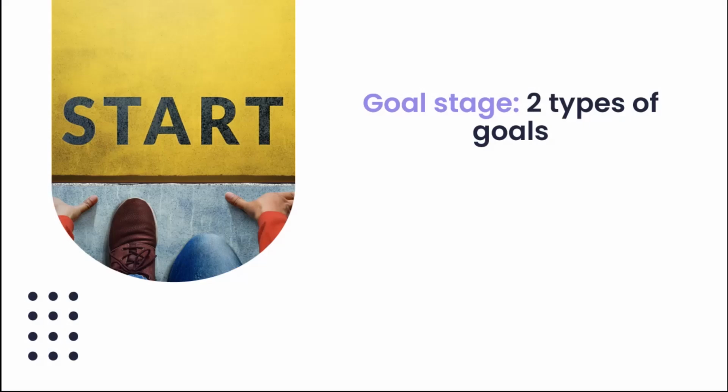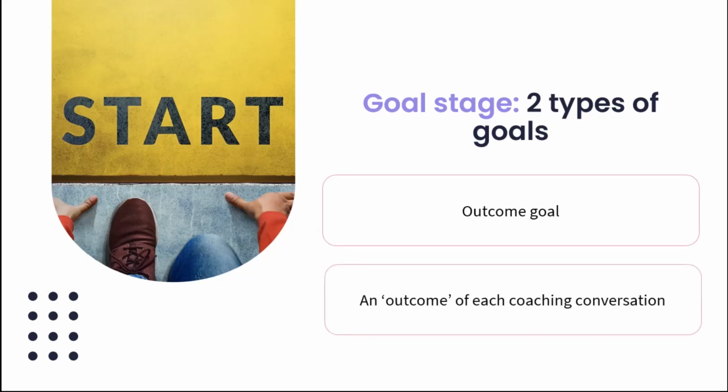Then there's the second goal. That is the outcome goal for each and every coaching conversation. It is important for coaches to clarify what the coachee would like to achieve as an outcome of each coaching conversation. This should be very specific. The coach has an interest in ensuring that this outcome is achievable within the given time constraints.